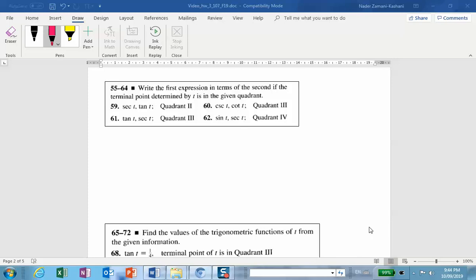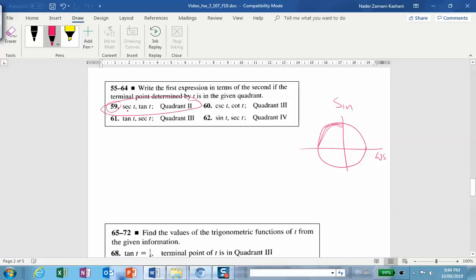Okay, this is homework 3. Let's do problem number 59, this one. Okay, so what are we supposed to do? It says, write the first term in terms of the second term if you know that the parameter is in quadrant 2. Okay, so let me draw this. This is cos, this is sine, quadrant 2 is over here. Sine and cosine. Okay, so what does that mean?